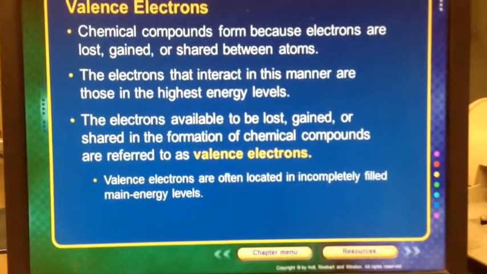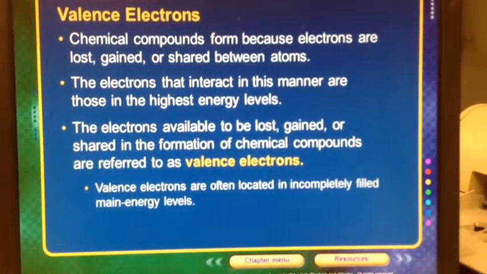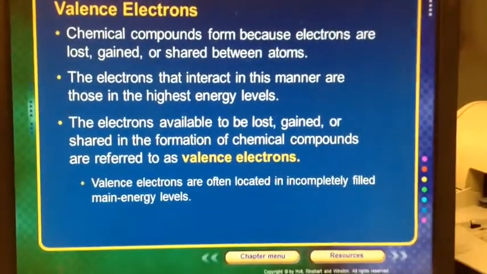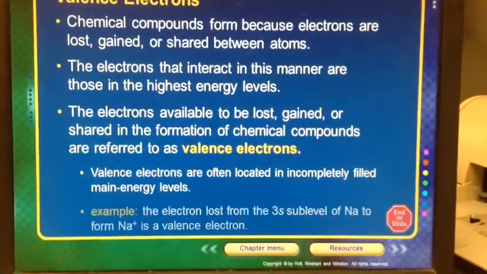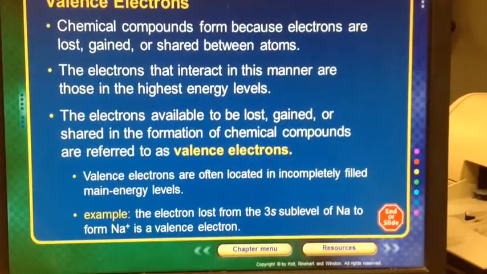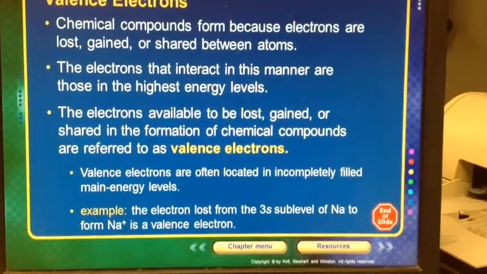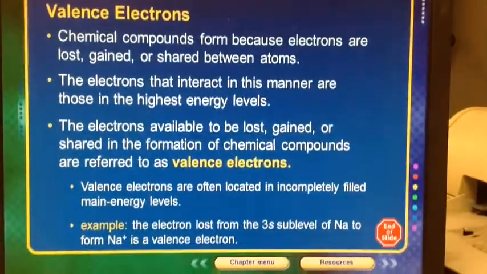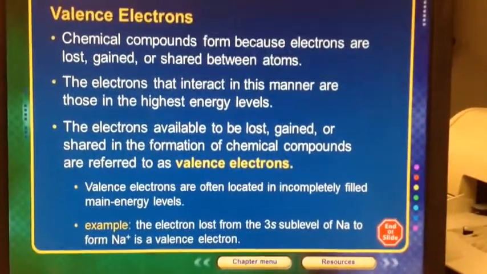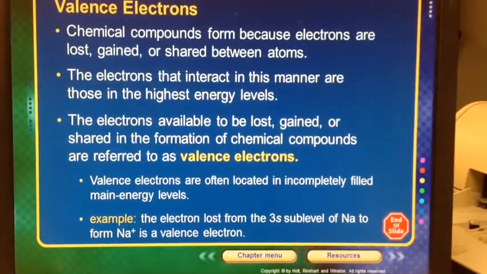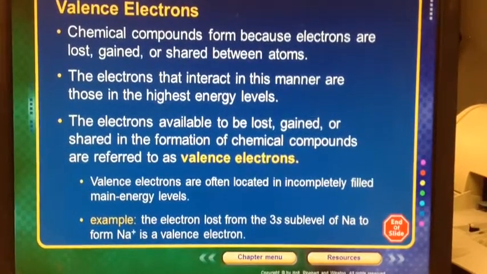as the valence electrons. Valence electrons are often located in incompletely filled main energy levels. An example, the electron lost from the 3s sublevel of sodium to form the sodium ion is a valence electron. It's only one electron in the outermost energy level, and that's what makes it so reactive.